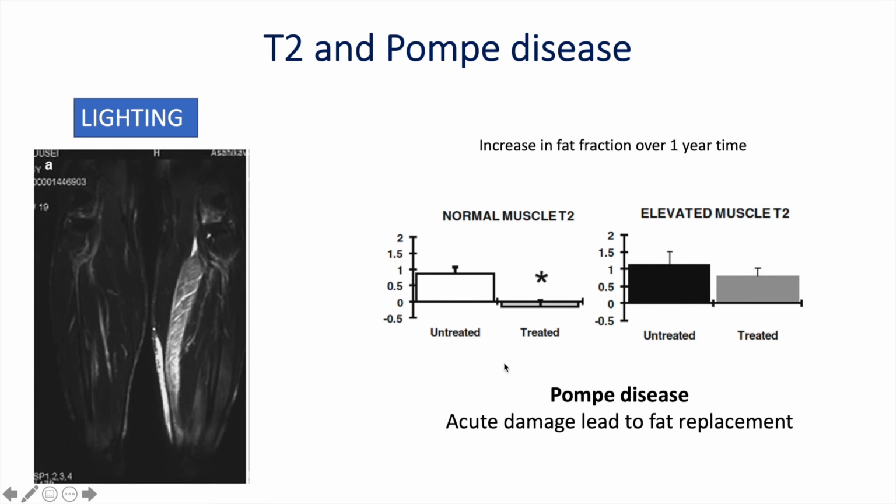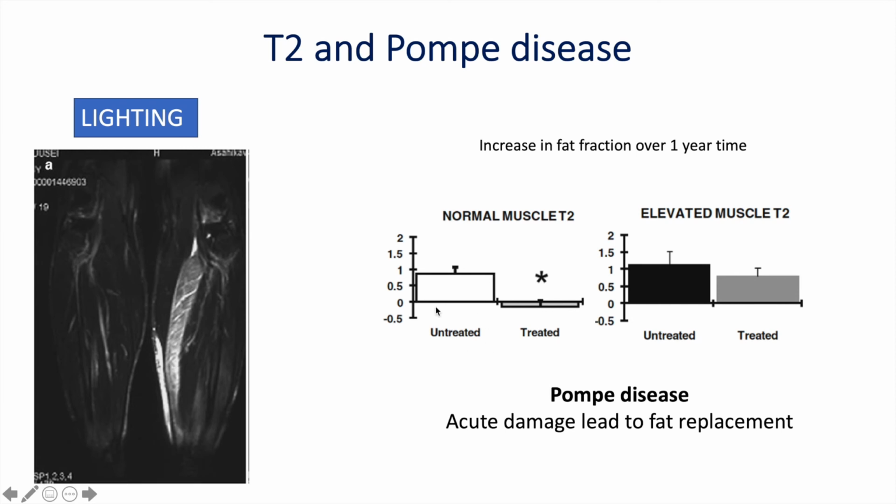There is just one study done in Pompe with T2. In this study, the group followed up patients with Pompe disease for a period of time with T2 and with Dixon. And they observed that when patients had normal muscle T2 at baseline and were treated, after 1 year there was not an increase in fat.